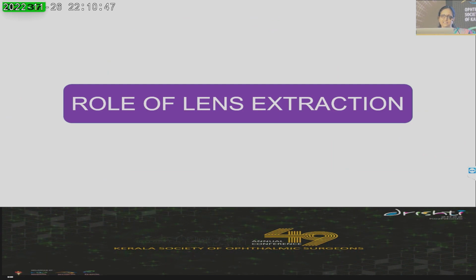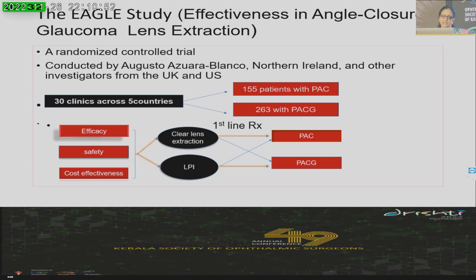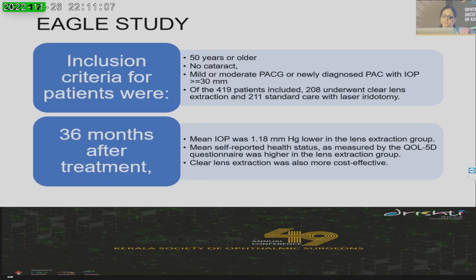It can be a clear lens extraction or an early cataract lens extraction. First I will mention the EAGLE study. It's a randomized controlled trial which compared the efficacy, safety and cost effectiveness of clear lens extraction versus LPI as the first line treatment of primary angle closure, angle closure and angle closure glaucoma. Patients 50 years or older with no cataract and IOP more than 30 millimeters with PAC or PACG were included. 419 patients were included, 208 underwent clear lens extraction and 211 underwent standard care with laser iridotomy.